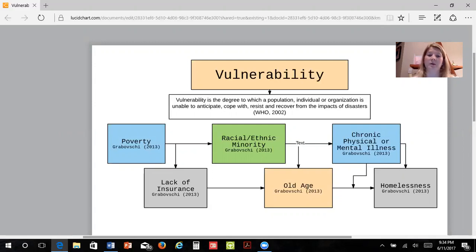The first one is poverty. People who are impoverished have lower ability to gain access to care. They have lower education levels oftentimes. All of these kind of are intertwined.